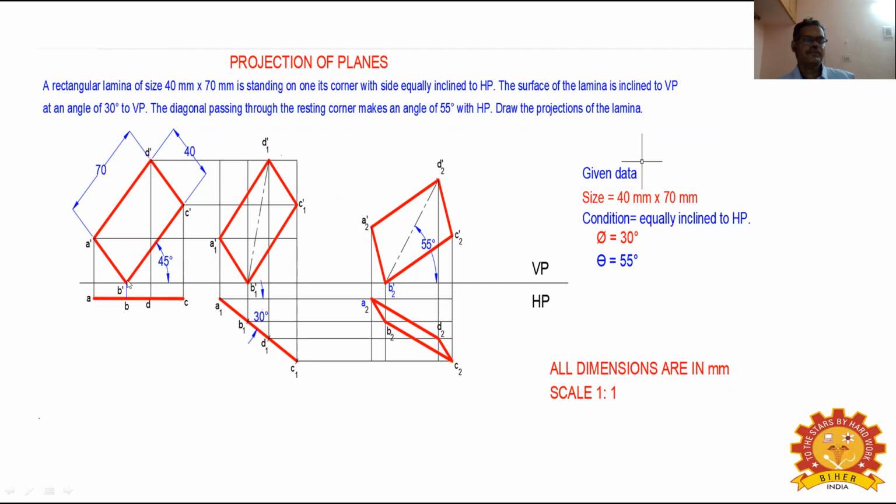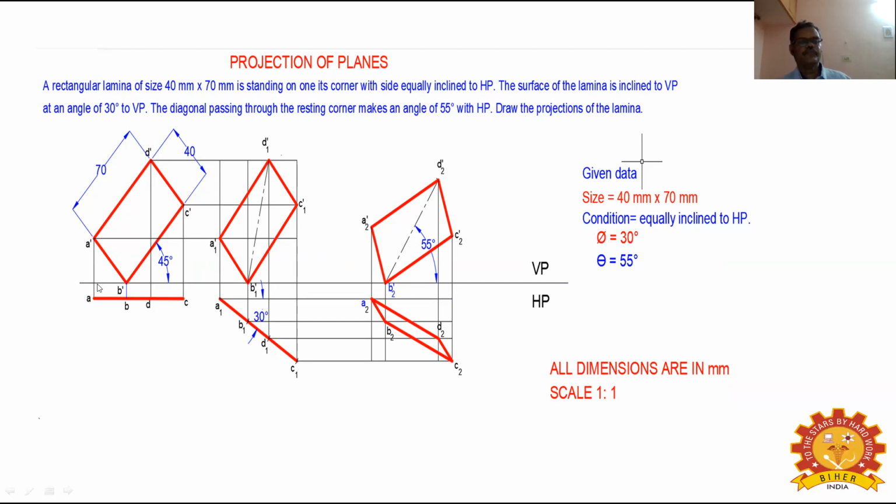Here it is resting on one of its corners on HP. That means it is 45 degree inclined. That is equally inclined, that is the meaning. So mark as A dash, B dash, C dash, and D dash. Here the 45 degree angle is not given because it is equally inclined to HP. Equally inclined to HP means BC is equal to AB. Both sides are 45 degree.